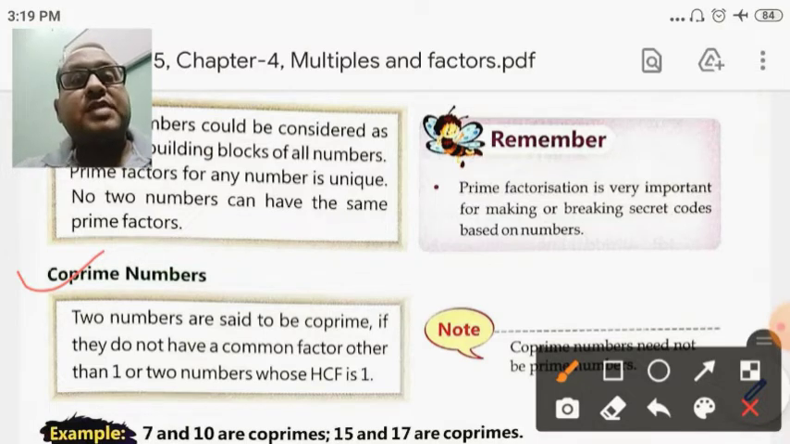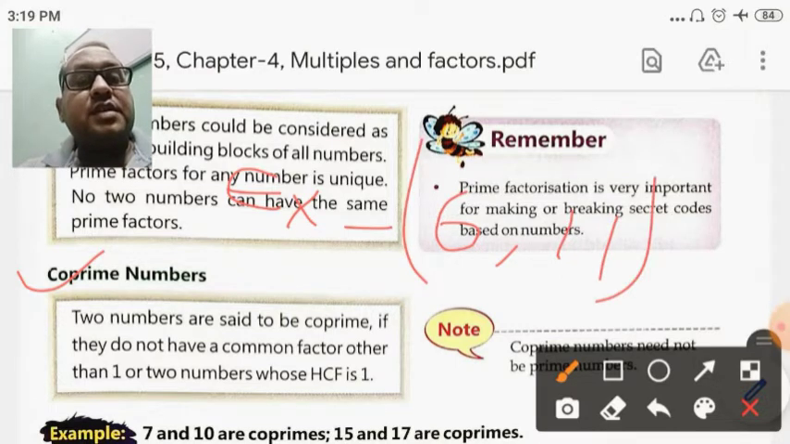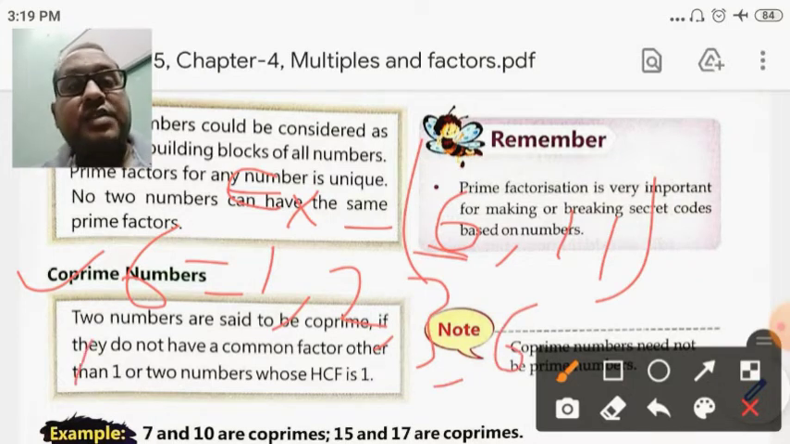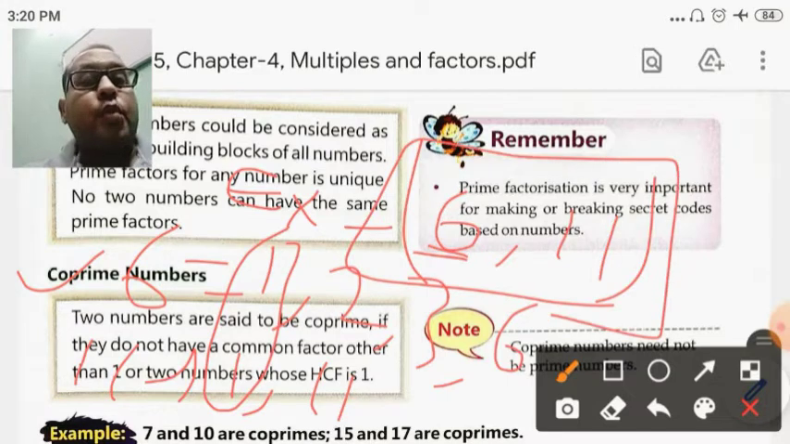So we have some examples. Suppose I am taking the example 6 and 11. We have to find out whether there is any common factor between 6 and 11. The factors of 6 are 1, 2, 3 and 6. The factors of 11 are 1 and 11. So there is no common factor other than 1 in 6 and 11. So 6 and 11 are co-prime numbers.